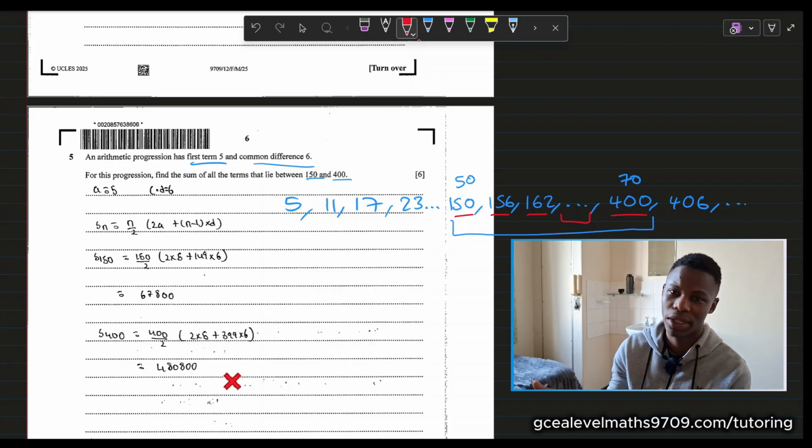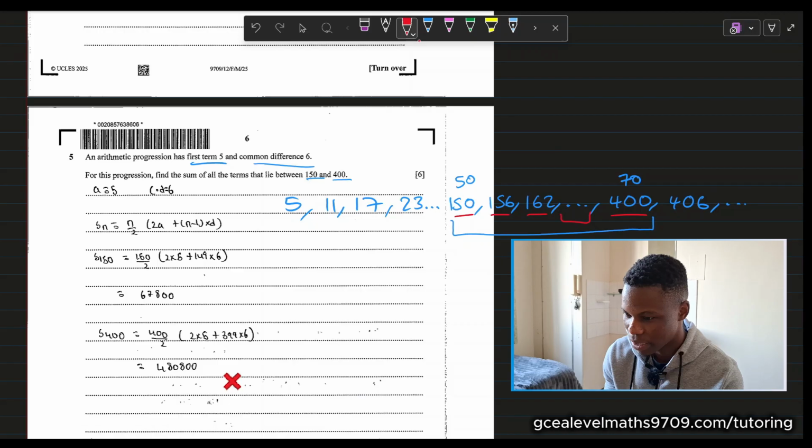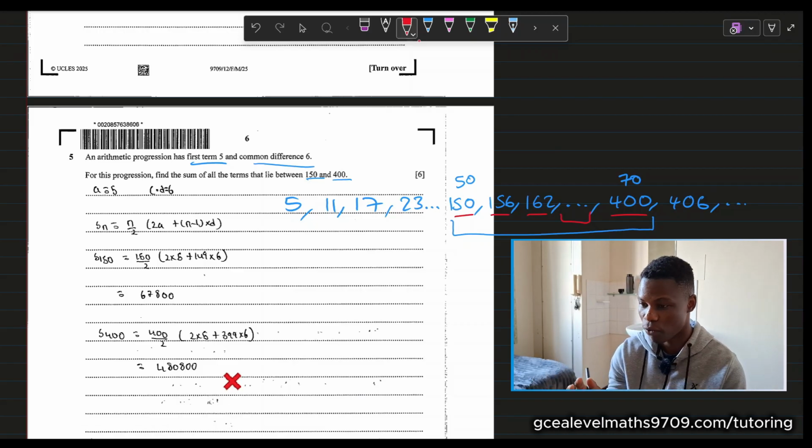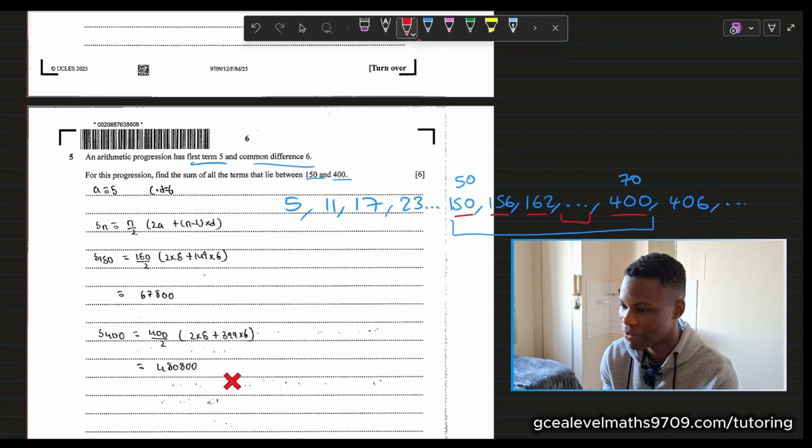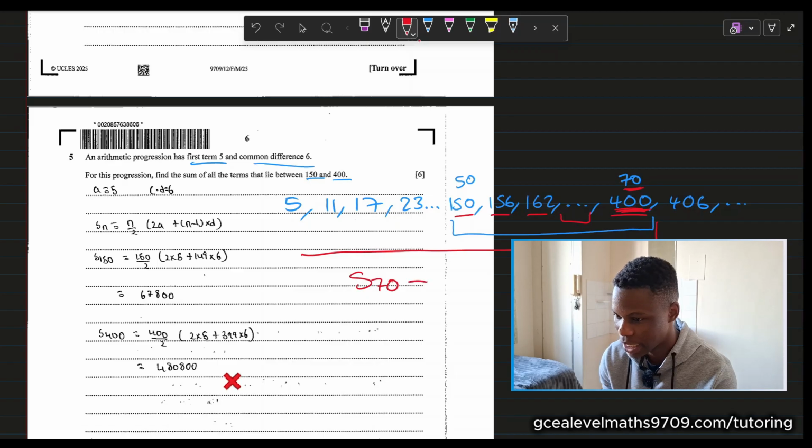But of course, doing it manually would be tedious. So putting it into a formula, we're going up to 400, which we know is in position 70. So it's the sum of the first 70 terms minus, we want to stop at 150, minus the sum of the first 150 terms. Sorry, not 150, but 50. Minus the sum of the first 50 terms, because what then remains is these terms that are between 150 and 400, and that should give you your answer.